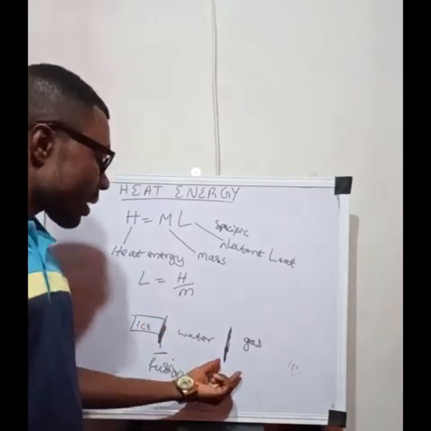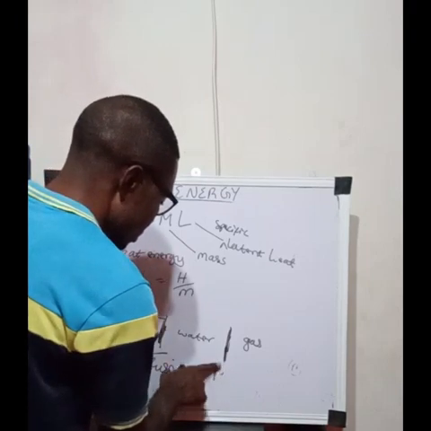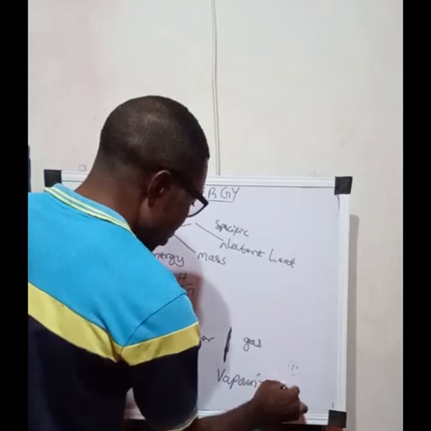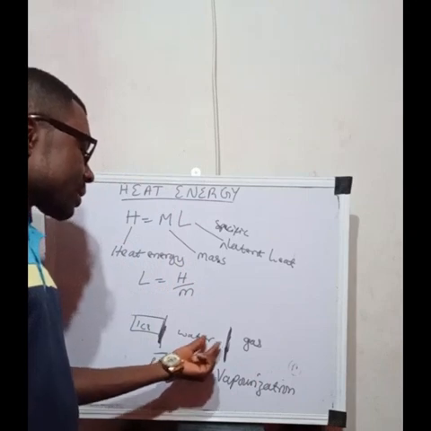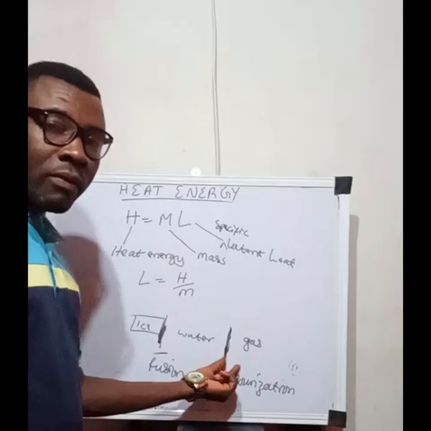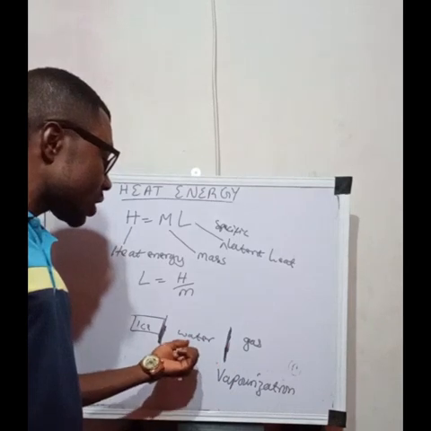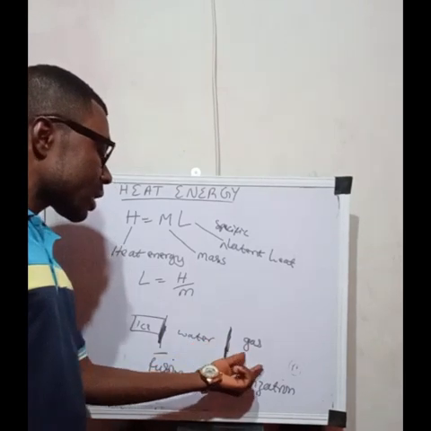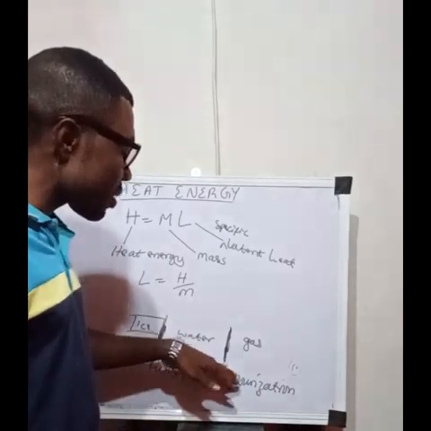While latent heat of vaporization is this one. Latent heat of vaporization is the quantity of heat required to change the state of a liquid body to its gaseous state at its boiling point. Latent heat of vaporization is the quantity of heat required to change the state of a body from its liquid form to its gaseous form at its boiling point at constant temperature. So the temperature must be constant.